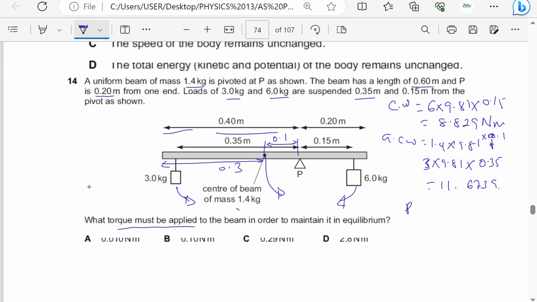We just find the resultant, and I think the resultant is approximately 2.8 Newton meters. So it means the answer is going to be D, 2.8 Newton meters. So the answer is D.